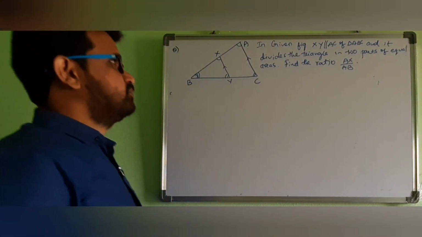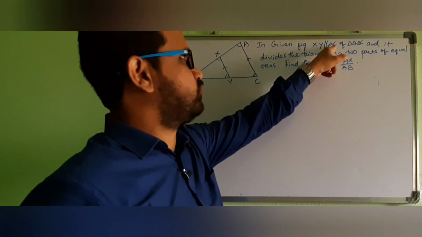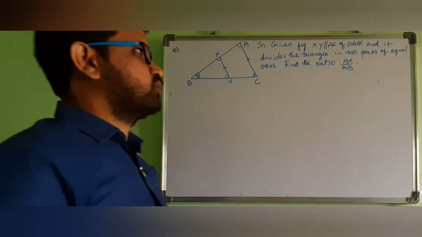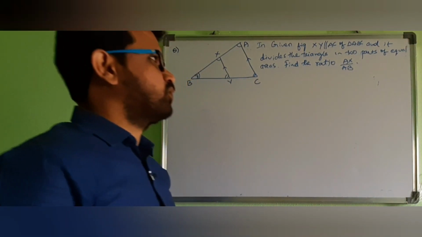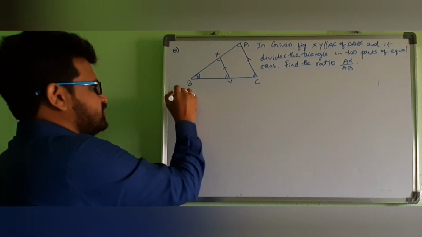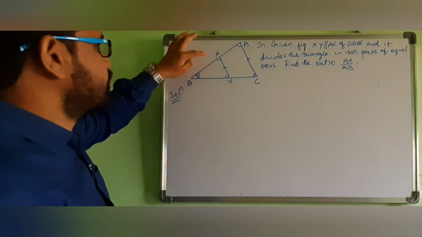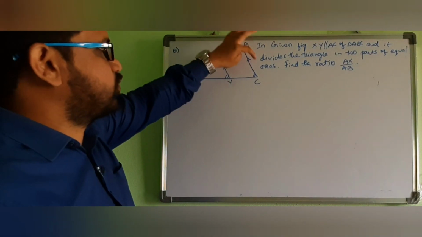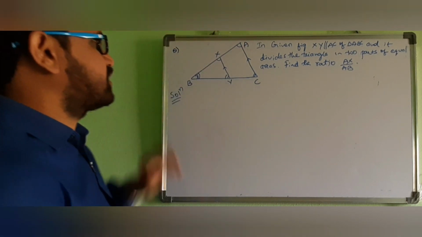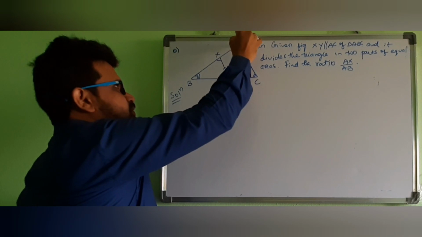Let us solve one more problem. In the given figure, XY is parallel to AC of triangle ABC and it divides the triangle into two parts of equal areas. Find the ratio AX by AB. Okay, so here how to solve this? Look here, XY is parallel to AC, means these two are parallel lines. AB is the transversal, means this angle must be equal to this.